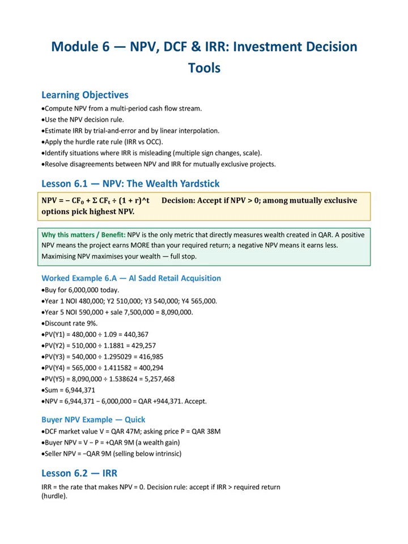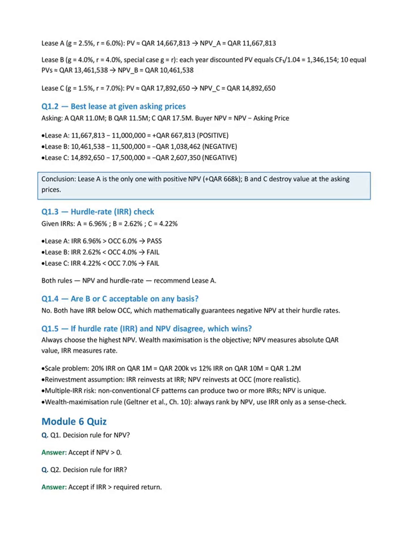Lesson 6.1, NPV, the wealth yardstick. The decision rule is, accept if NPV is positive. Worked example 6 walks through an Al-Sad retail acquisition with multi-year discounted cash flows, ending with a positive NPV of $944,000. Accept. This page is Try It 1.1 and Lesson 1.4, the hurdle rate IRR check.